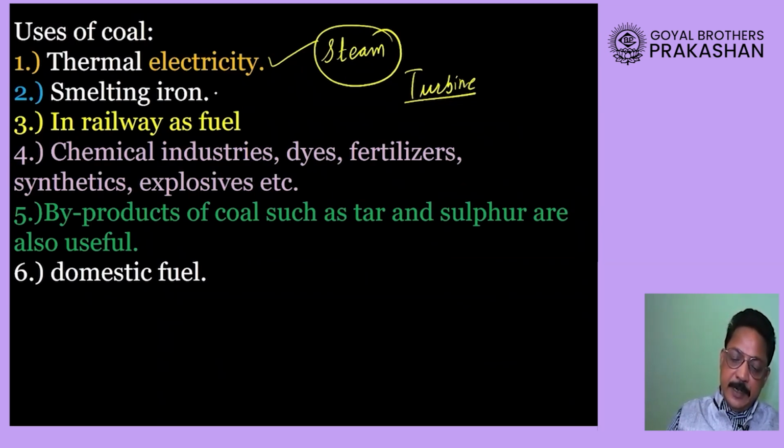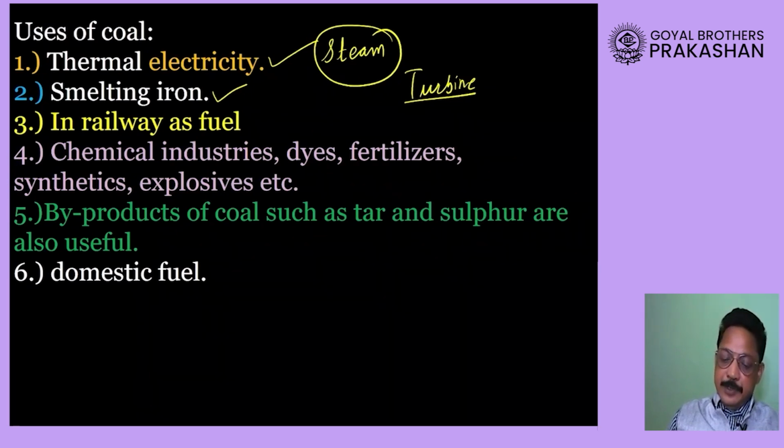Second, we require it for smelting iron. I will explain this step by step. We also use it in railways as a fuel. Then we require coal in many chemical industries, like for making dye, fertilizers, explosives, as well as some synthetic material.